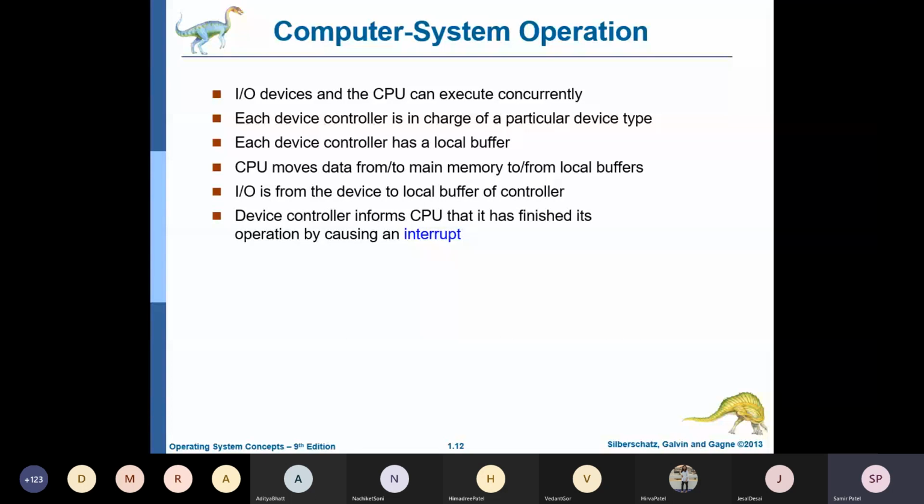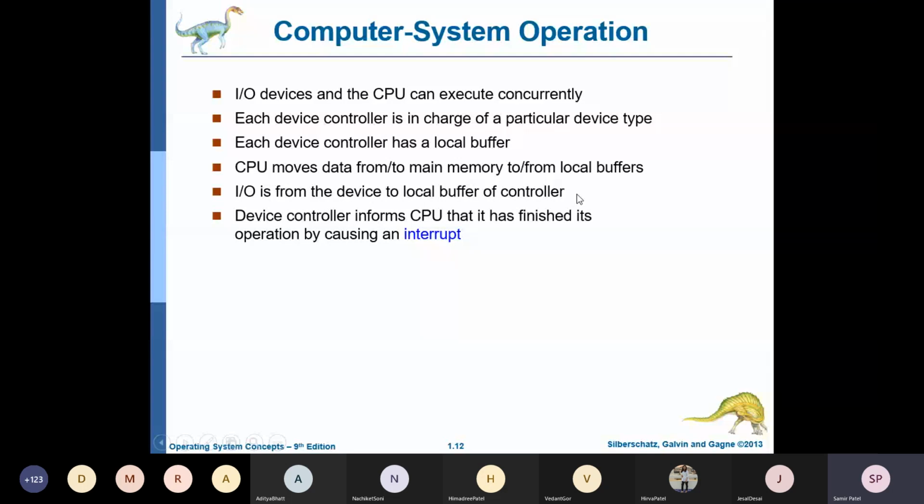So I/O is from the device to the local buffer of the controller. Normally, input is always from the device, right? Whether it is a keyboard or a mouse, we get the input from the device and store the content into the local buffer of the controller. Then the device controller informs the CPU that it has finished this operation once that data is submitted, and will cause an interrupt. So internally, everything, even if you click a single mouse button or scroll the mouse and see something on the screen, there is an interrupt.